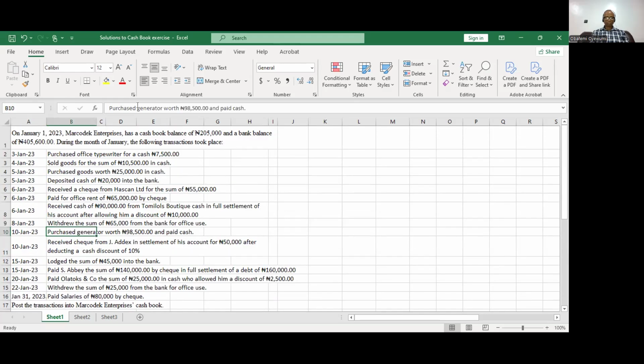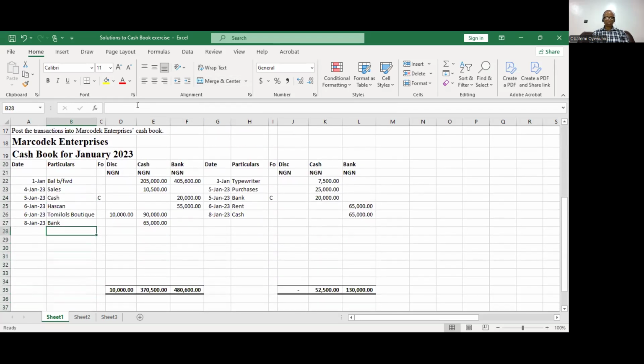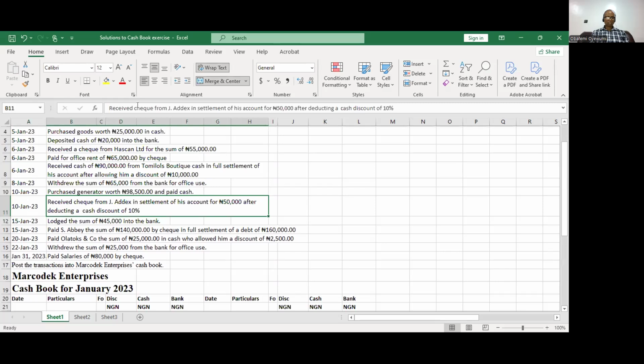Let's go to the next transaction. It was on the 10th of January 2023: purchase generator worth 98,500 in cash. So they paid cash. Let's go to our credit side because it was a purchase. So we come here on the 10th of January 2023. You have here generator, 98,500 cash.